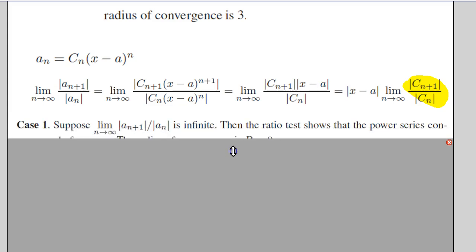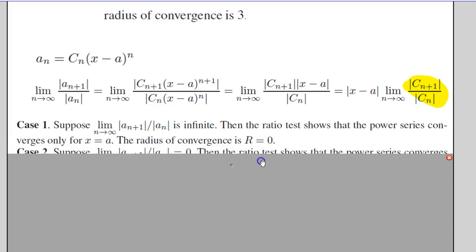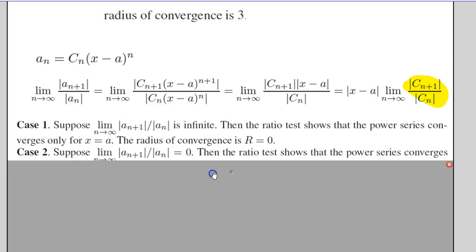So we have 3 cases. Suppose this ratio is infinite. Well, it either means that this is infinite, which doesn't make sense because these are 2 constants, or this is infinite. If this is infinite, then the ratio test shows us that the power series only converges when x is equal to a, because then this term will be equal to 0. So the radius of convergence is r equals 0 if this is infinite.